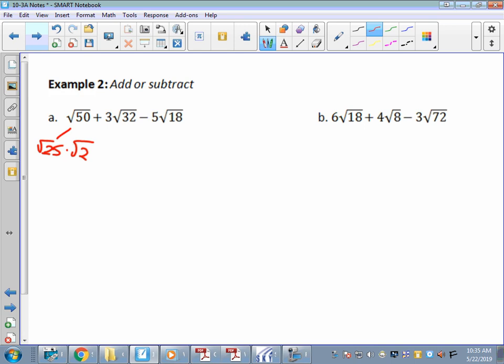And therefore, we know, again, that we can go ahead and say, well, the square root of 25 is 5, so that one breaks down to 5 times the square root of 2. Let's go to the next term.